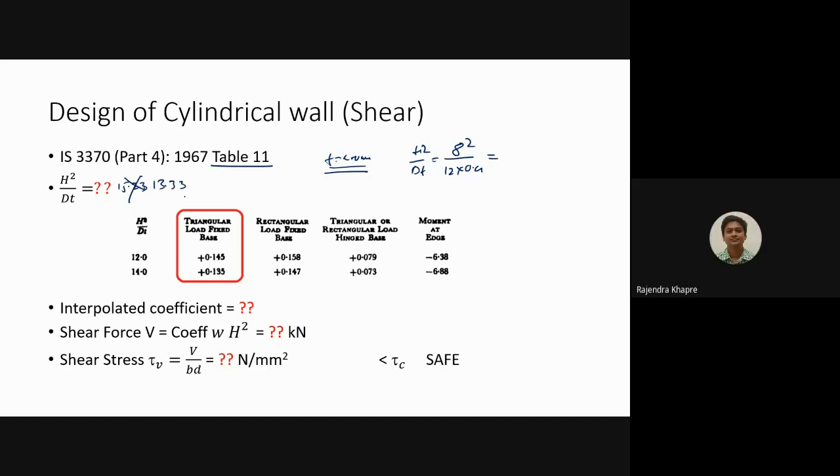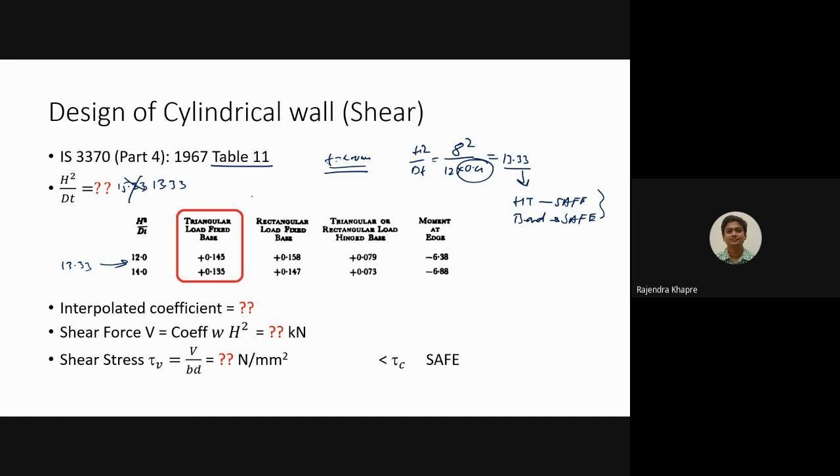13.33 comes over here. So for this you have hoop tension, this will be safe, and your bending will also be okay. For this thickness you have to redo all the calculations. I'm going slightly faster for that, right?